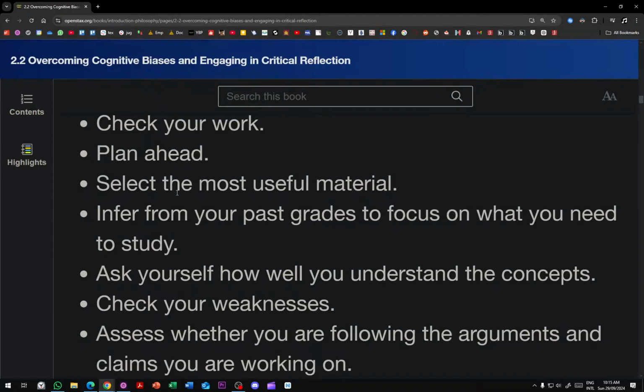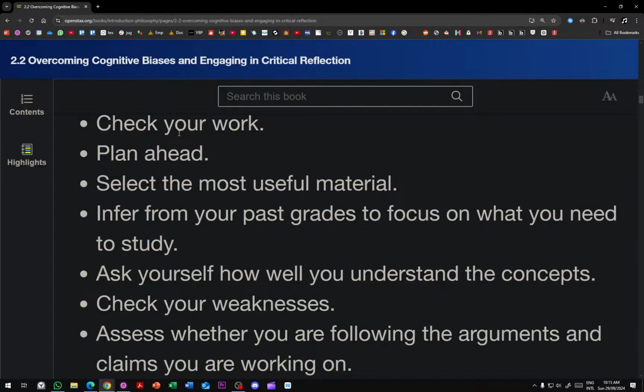No, select the most useful material first. Then assess whether you are following the arguments and claims you're working on. Then ask yourself how well you understand the concepts. Then check your work. So let's try to say them without looking.